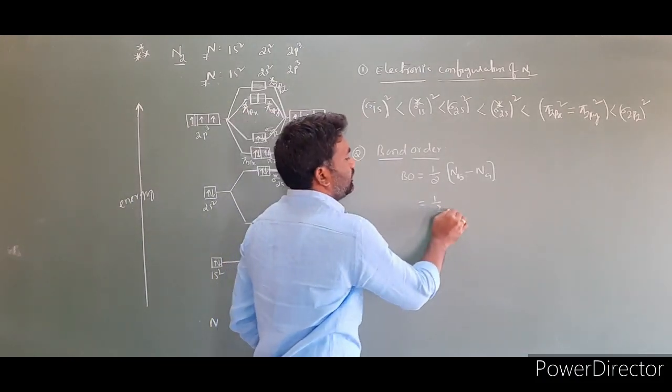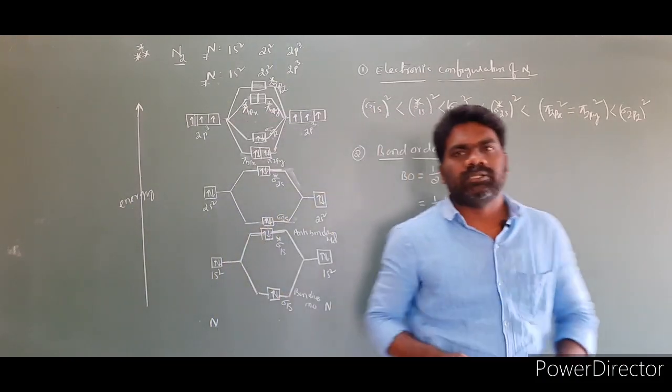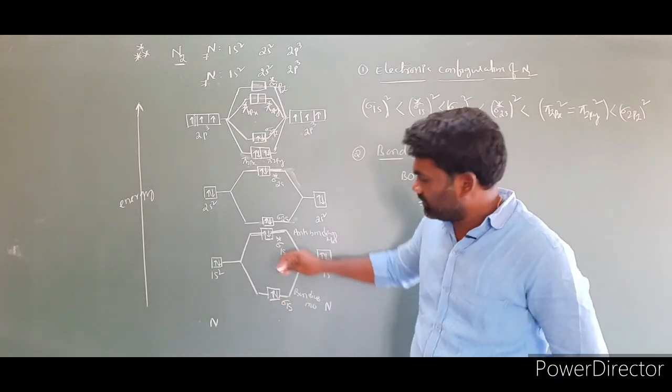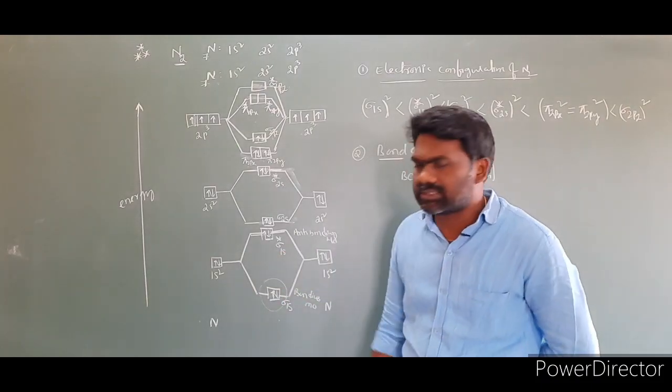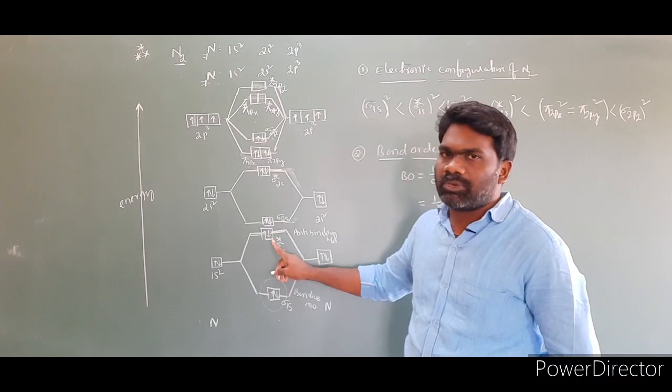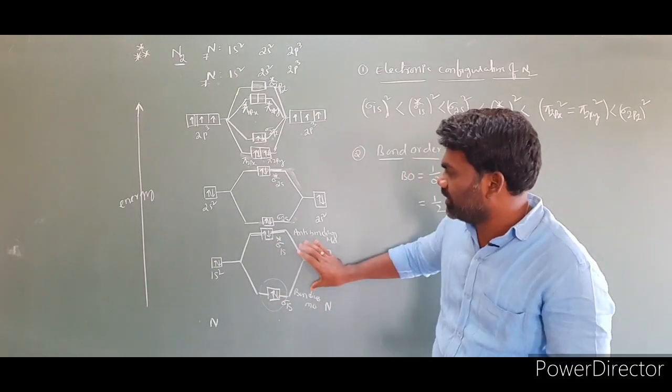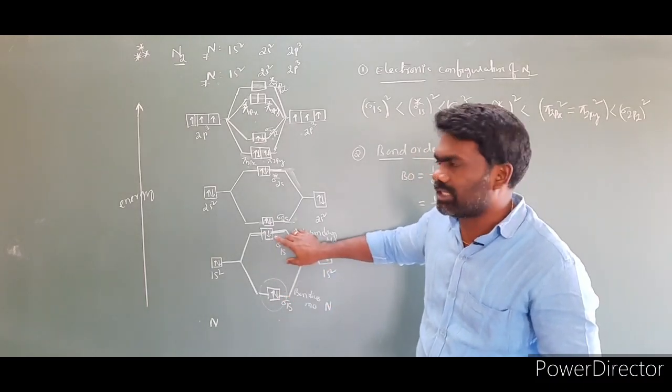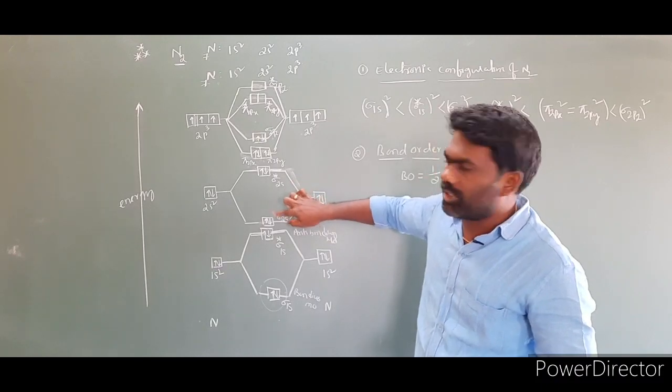That is equal to half into the number of electrons in bonding. This is the bonding, this is bonding. How many electrons are there? 2. This is anti-bonding. But in this diagram, the bottom one is bonding and the top one is anti-bonding.